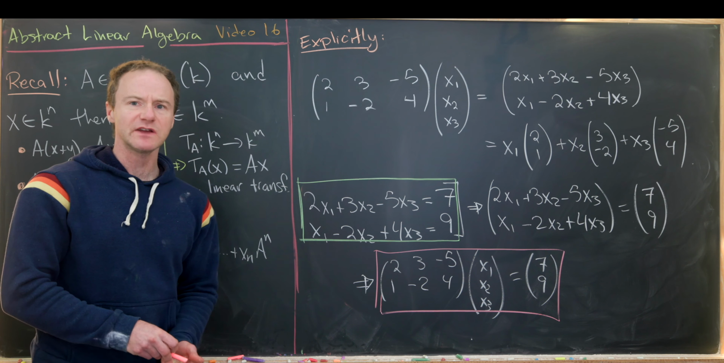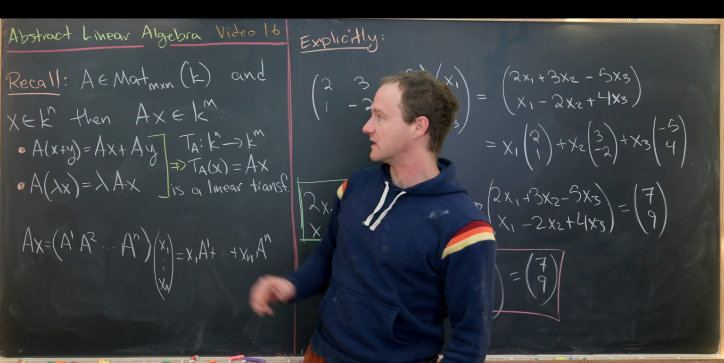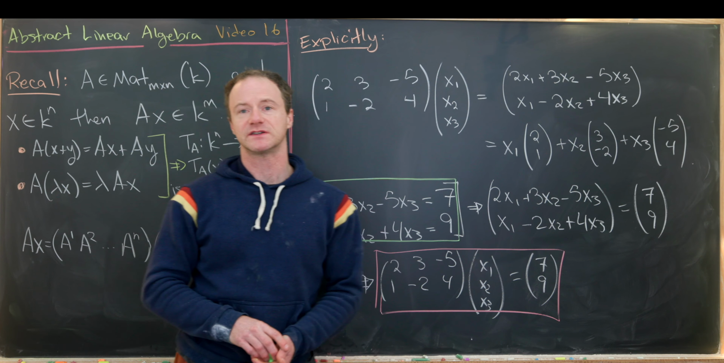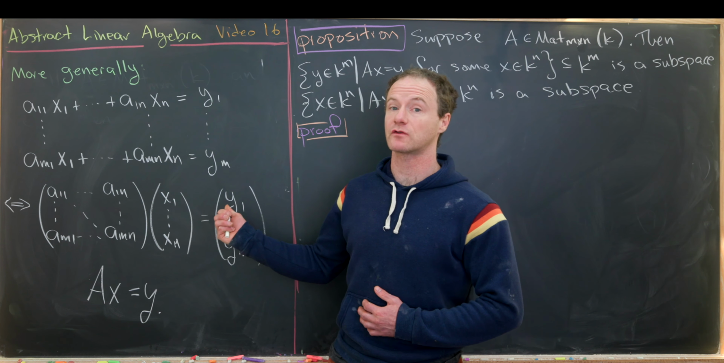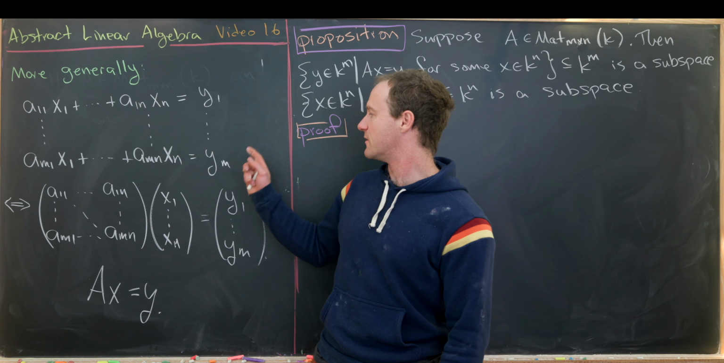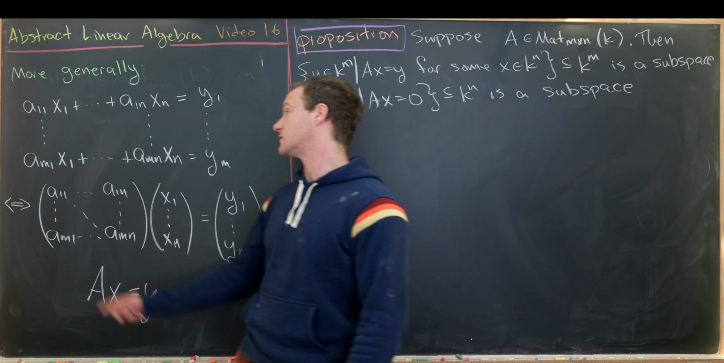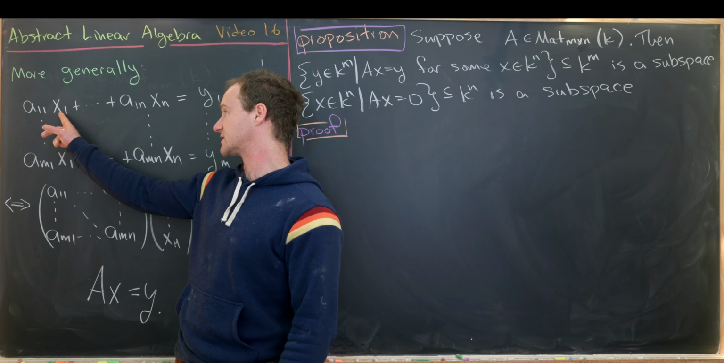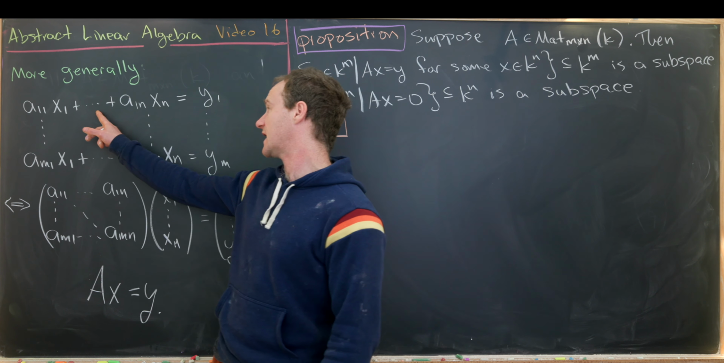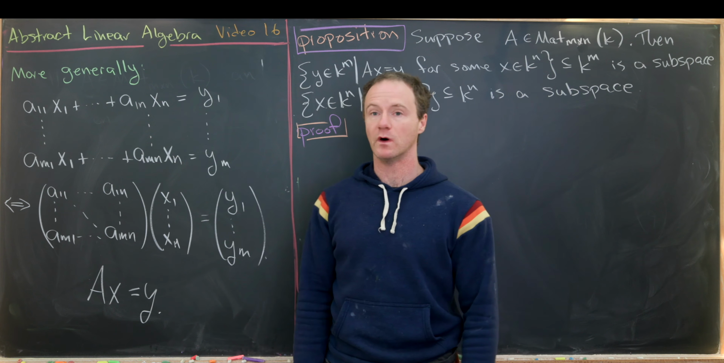Let's get rid of this, and write down a general version of it over here, and then move on to some results. Here's a general version of what we had on the last board. We've got a system of m equations with n unknowns. The first equation is a11x1 plus a12x2 all the way up to a1n xn equals y1.